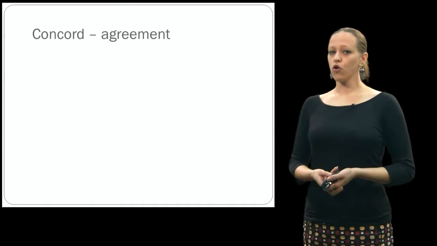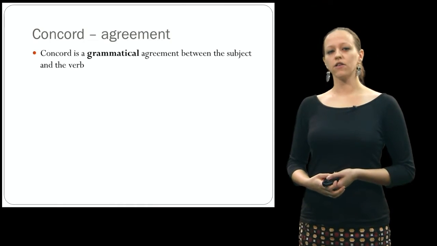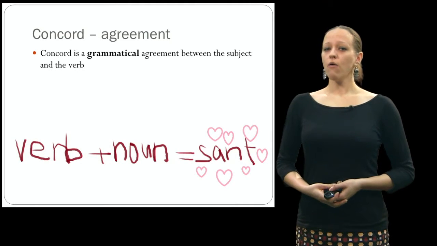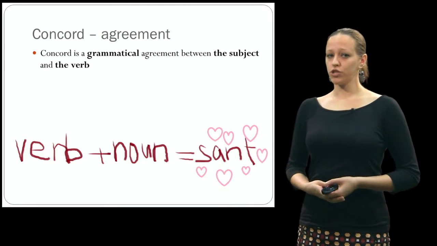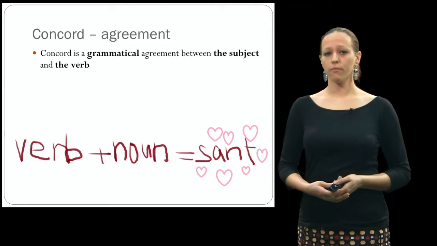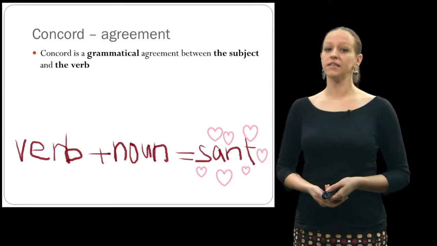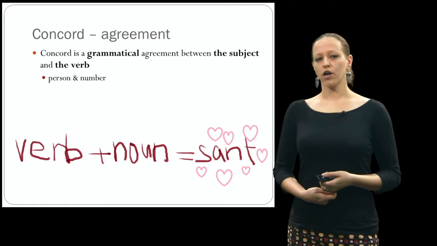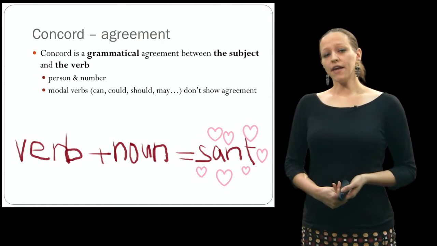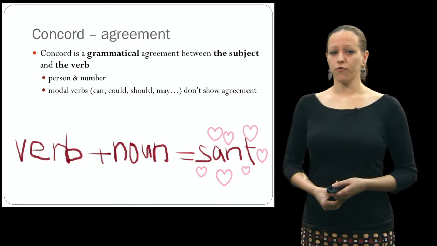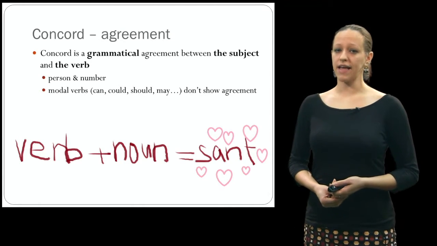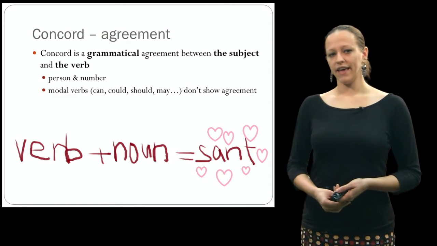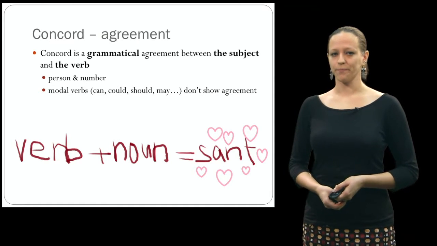Now, when we are talking about concord or agreement, you have already seen that concord is a grammatical agreement between the subject and the verb. And now we'll look more closely at what the subject and the verb are. Before we were talking about verbs and nouns, now it's all of a sudden the subject. And there is a good reason for that. Verbs mark person and number, but here we have to be aware that modal verbs, for example, can, could, should, may, must, and so on, do not show agreement, so you will never have coulds or mays. It will always be in the form you have learned.